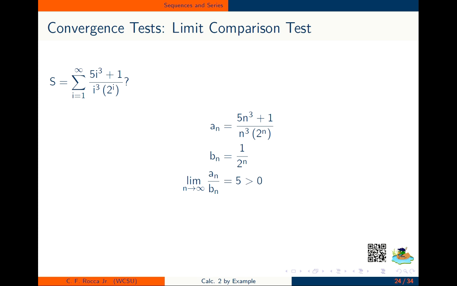And so if one series converges, the other converges. Now the summation of the b sub n converges because it's a geometric series, and so s, which is the summation of the a sub n's, also has to converge.